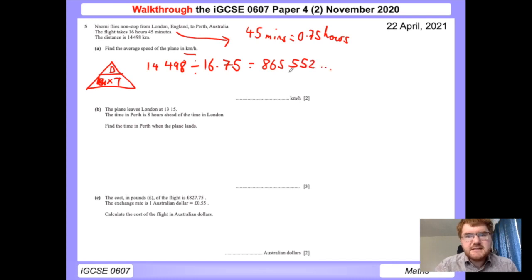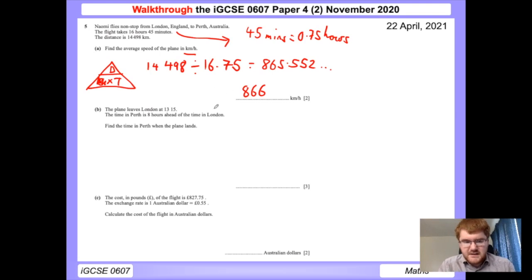Just in case in the exam you get the rounding wrong, you still can show that you've worked this out. And if we round this then to 3 significant figures, we then get the answer of 866. Okay, to 3 significant figures.